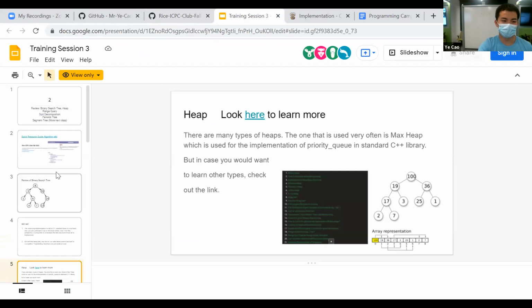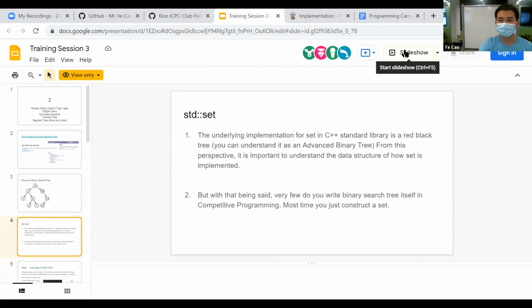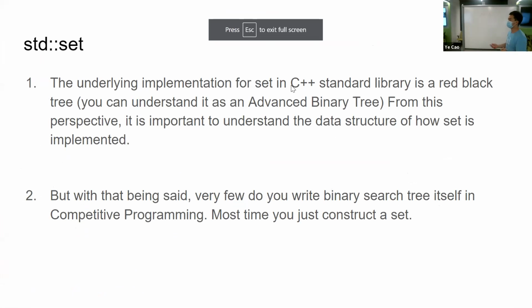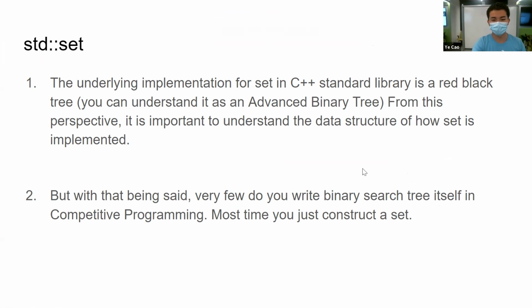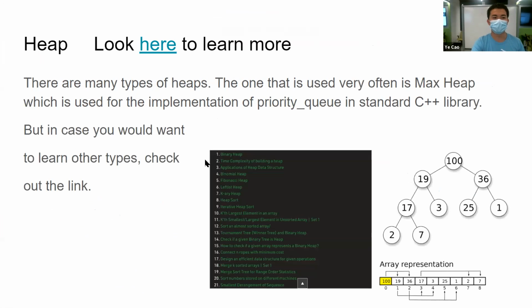So you don't have to understand the underlying implementation of this set. All you need to do is just know it. The implementation is based on something called a red-black tree, which is a more advanced binary tree. Okay, so we'll go fast on this part because we have something more important, which is called range query, that we need to cover later.